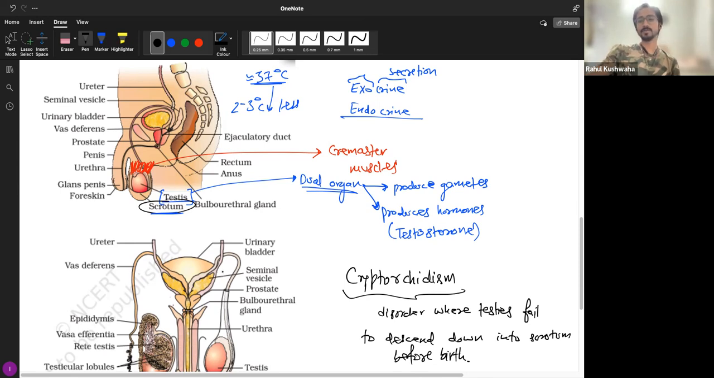Okay, cool. So the obvious question is, are the testes present in the scrotum in all organisms? No. Many organisms have their testes right inside the body cavity. In fact, all invertebrates have their testes in their body, like earthworms. Even vertebrates which are cold-blooded, like reptiles, all reptiles have their testes inside the body wall.